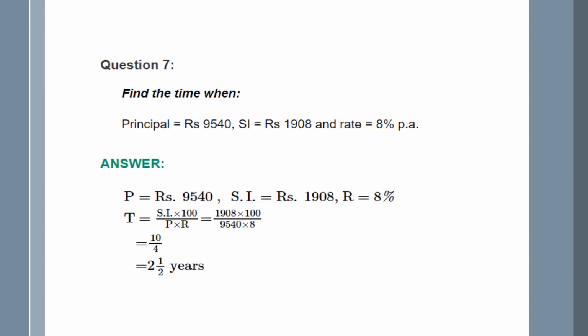So the next question is, find the time when principal is rupees 9540, simple interest is given. Now students, interest is given to you and you have to find the time. This is different only in this question. As you know very well, the formula for simple interest is P into R into T by 100. Yes or no? So I will write like this: P into R into T divided by 100.